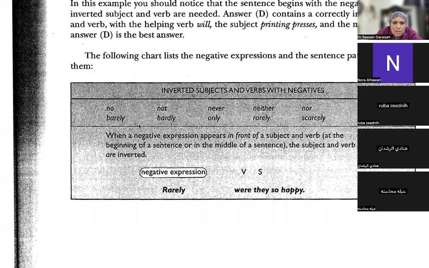When an expression with this negative meaning appears in front of the subject and then the verb, at the beginning of a sentence or in the middle, we saw examples of the middle, of a sentence, the subject and verb are inverted. There is a swap between the subject and the verb, so the verb comes first before the subject, even though the sentence ends with a period, as you can see. Okay guys, I hope that this was clear.